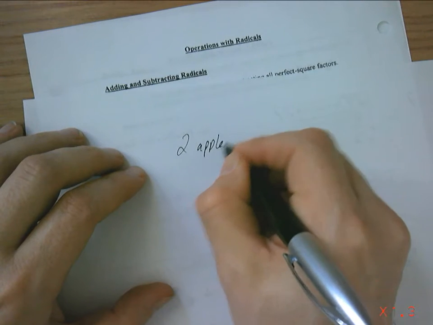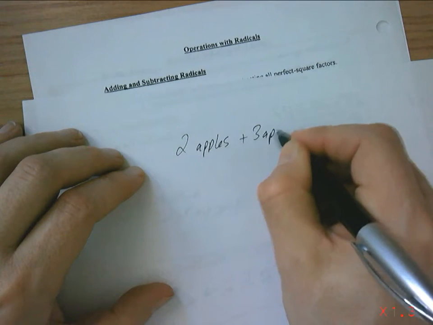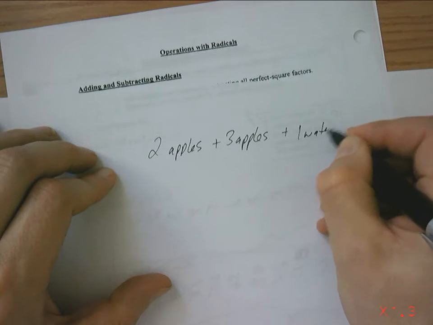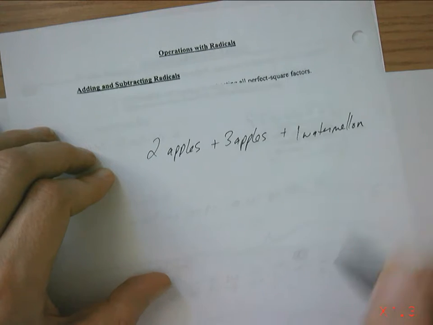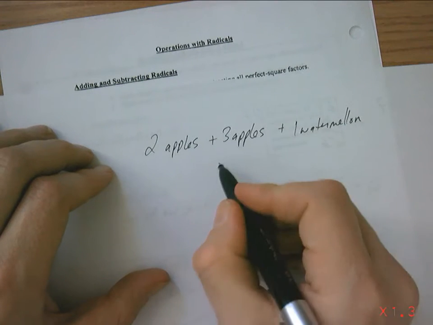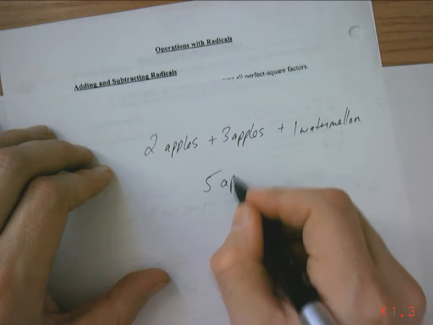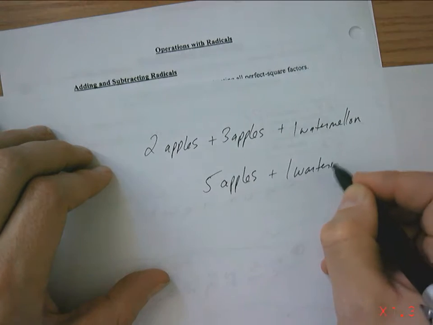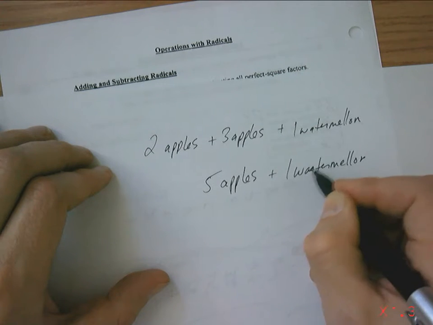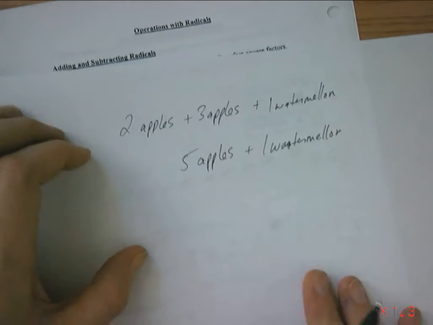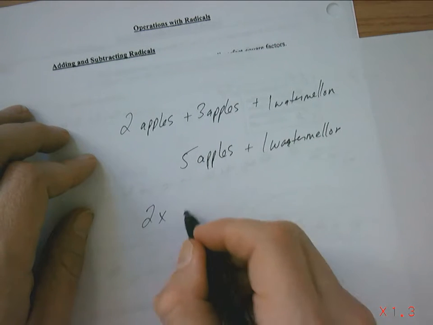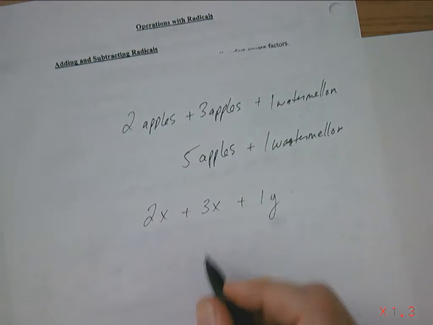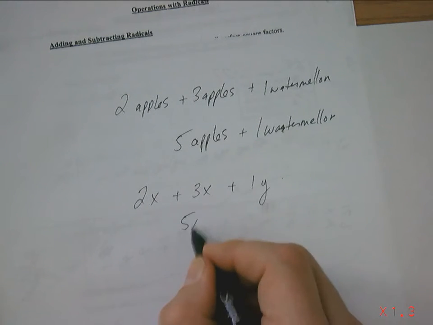So back in the day when you guys were really young, we started off with 2 apples, and if you add 3 apples and 1 watermelon, we were able to take the 2 apples and the 3 apples and say that we could have 5 apples and we would have 1 watermelon. Then when you got a little bit older, we collected like terms, so we had 5x plus 1y.